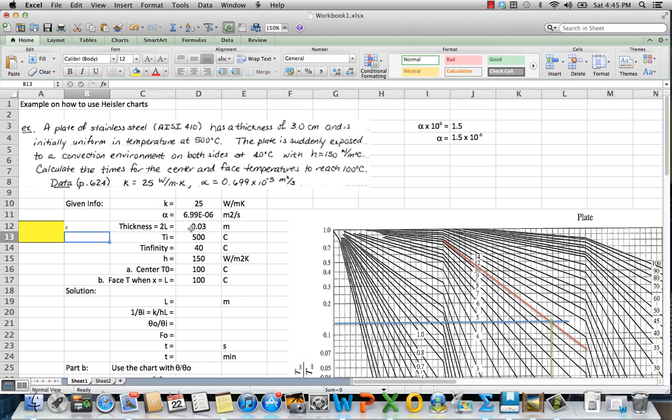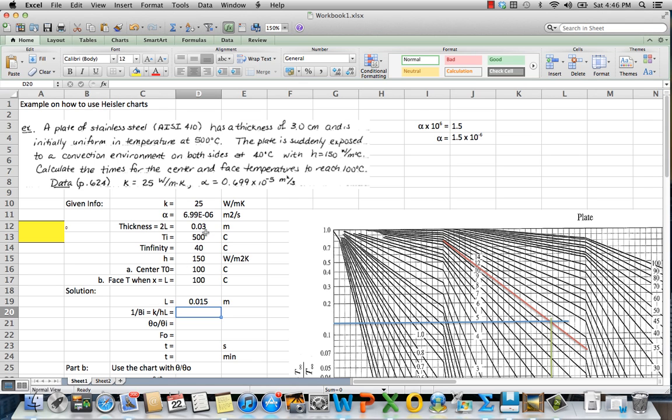So if you start with being told the thickness, the first thing you have to do is take that and divide it by 2, or you're not going to get the right answers. You need to do that. The reason is it's like using the radius on a cylinder or a sphere. So this L, think of it kind of like a radius almost.